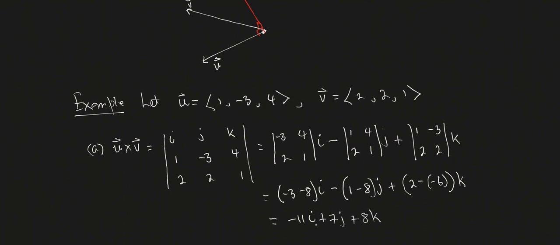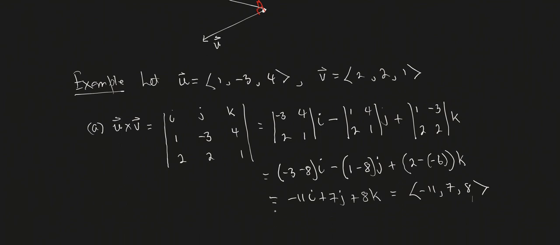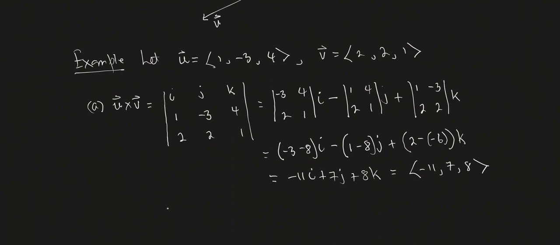You can leave it in this form, or if you want to write it in the form given in the problem, then you can write your vector in the angled brackets: negative 11, comma 7, comma 8, right? Don't mix the brackets and the ijk. It's one or the other, not both. So that's the cross product of u and v.